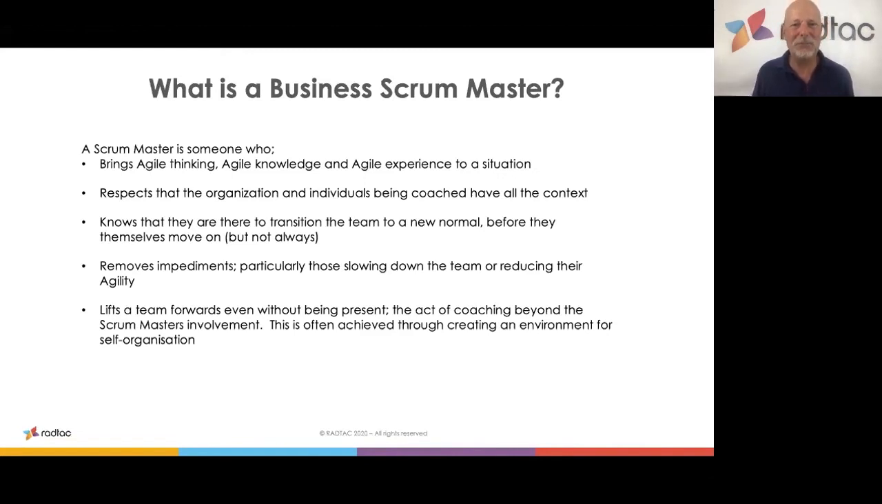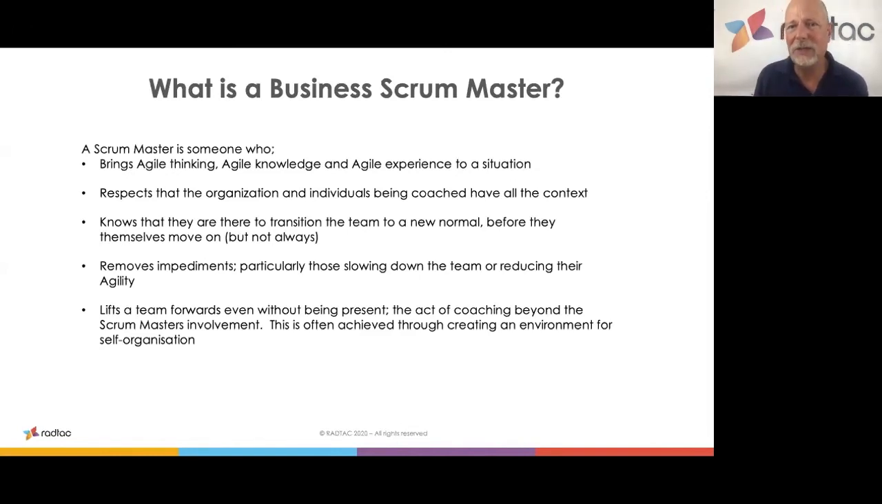Nowadays, 2020, there's a lot within agile. You could almost consider agile to be an umbrella for lots of other stuff, practices, frameworks, but it's all about the values, as we were saying before, being agile. So an amazing Scrum Master brings agile thinking, obviously agile knowledge. So it's quite a wide area of knowledge that we need as a Scrum Master, and agile experience.